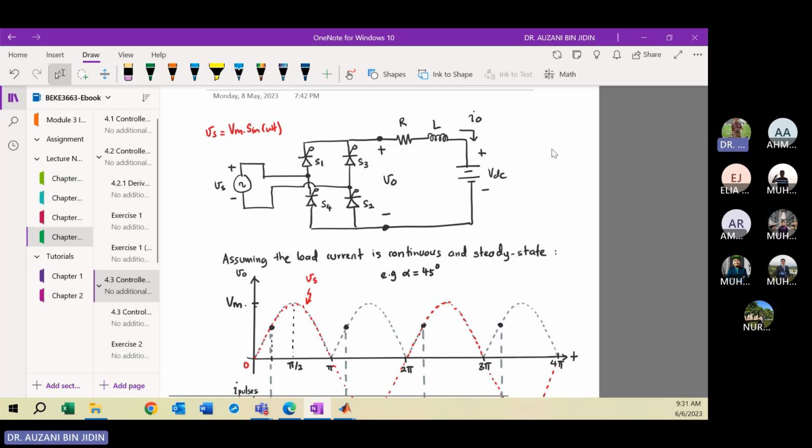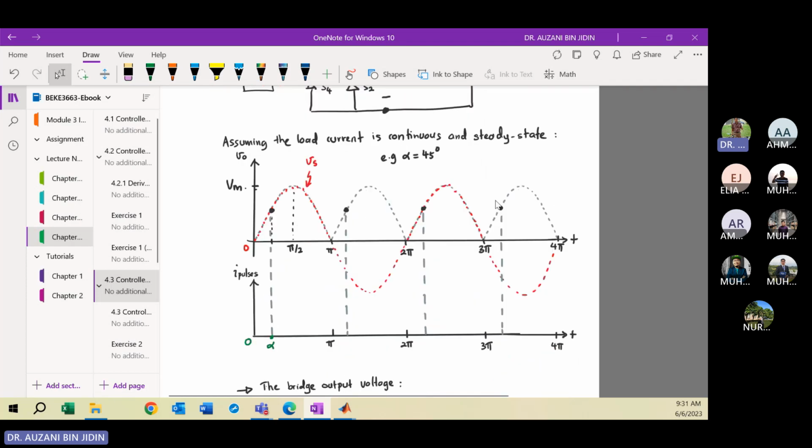S1, S2, S3, S4. Remember the turn on must be in pairs, secara berpasangan. So you need to inject the current pulse to the gates of S1 and S2. The same current pulse goes to S1 and S2. Here you can sketch the current pulse, so this is your current pulse. High pulse, for S1 and S2.